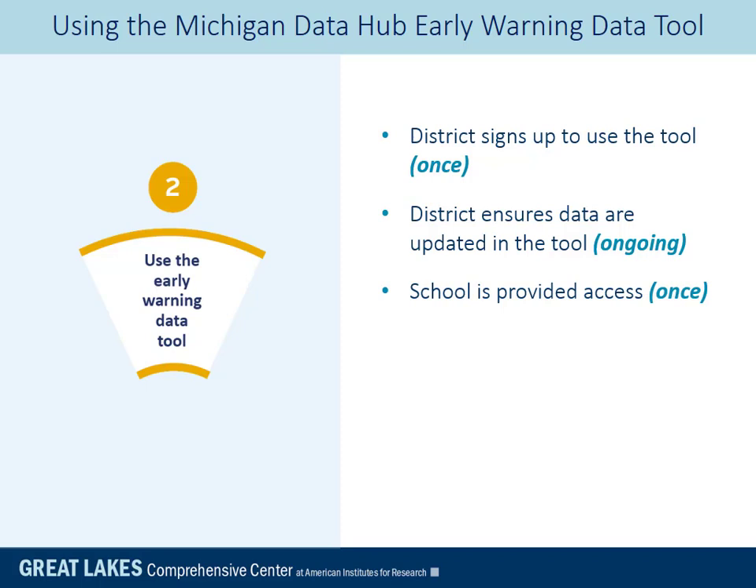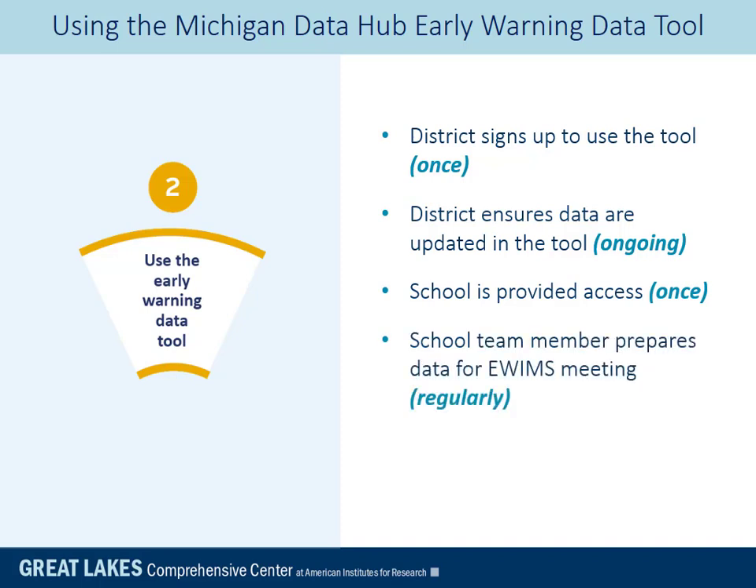EWIMS team members need to have access to the data tool and be able to understand the main components of the tool, including the types of reports that are available. For example, lists of flagged students and summary reports, as well as how to read each report type. As mentioned in the Step 1 video, EWIMS teams should designate at least one member who is responsible for preparing data to be discussed at team meetings. Members who prepare data for the team can access technical support through the Data Hub's centralized support staff. Many districts also have their own Data Hub support specialist. For a list of support specialists in Michigan, email the Data Hub or visit the Data Hub website.